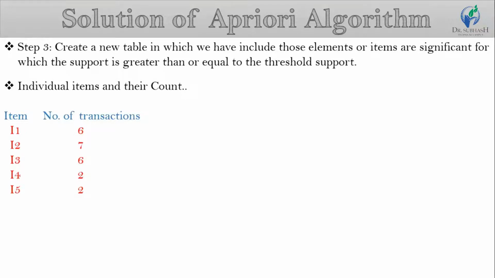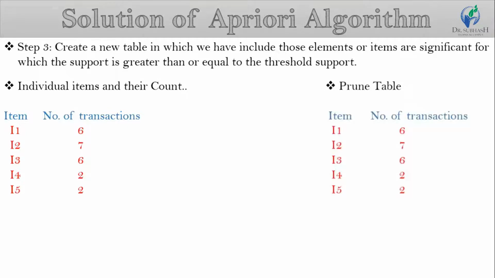So in this step, we have removed all the items that are purchased less than 2 times from the table. So we find this new table: I1 occurs 6 times, I2 occurs 7 times, I3 occurs 6 times, I4 occurs 2 times, I5 occurs 2 times. In this table, we cannot prune any item because all the items have support equal to or greater than minimum support.